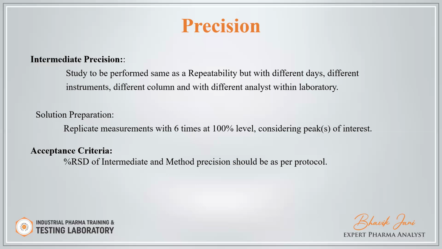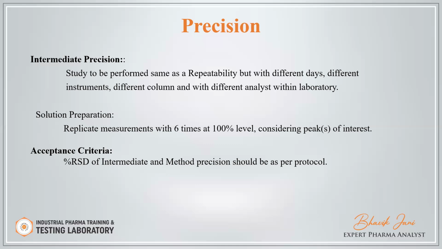In intermediate precision, the study is to be performed the same as repeatability, but with different days, different instrument, different column, and different analysts within the laboratory. You have to perform the study the same as per the repeatability, but instruments should be different, columns should be different, analysts should be different within the laboratory.